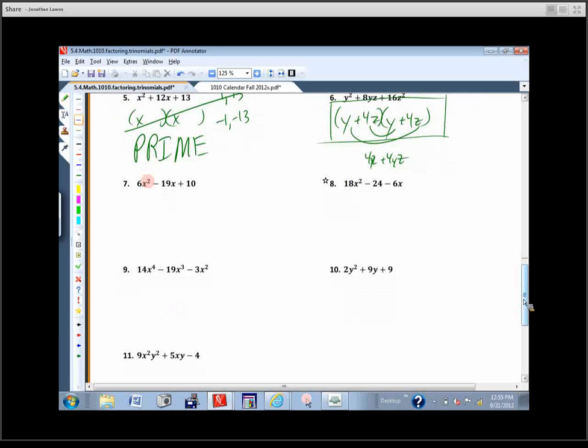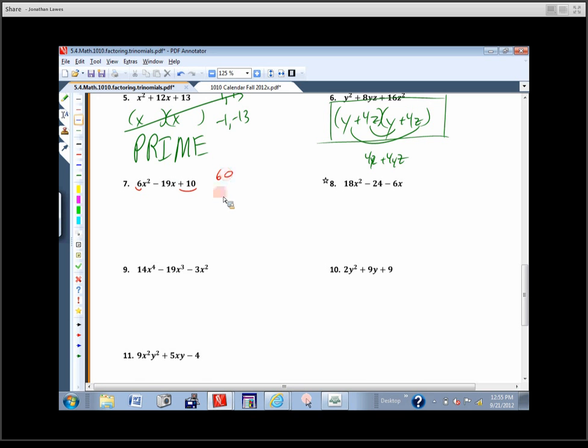Okay. Common factors? Nope. So this is a more difficult type of trinomial. Now, if you want to do guess and check, that's totally fine. I'm going to do it using this grouping method. So I'm going to take the 6 and the positive 10. I'm going to multiply those together. I get 60. I'm looking for two numbers that multiply to be 60. Don't say anything out loud. Multiply to be positive 60 that combine to be negative 19.